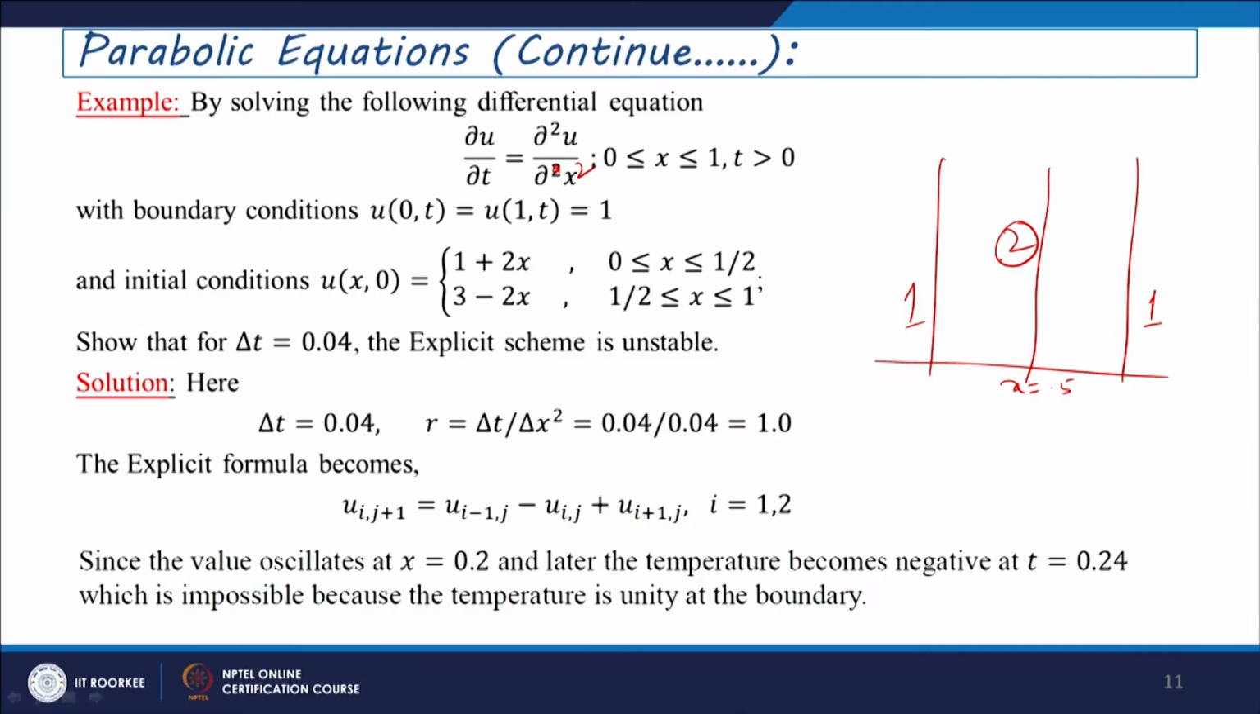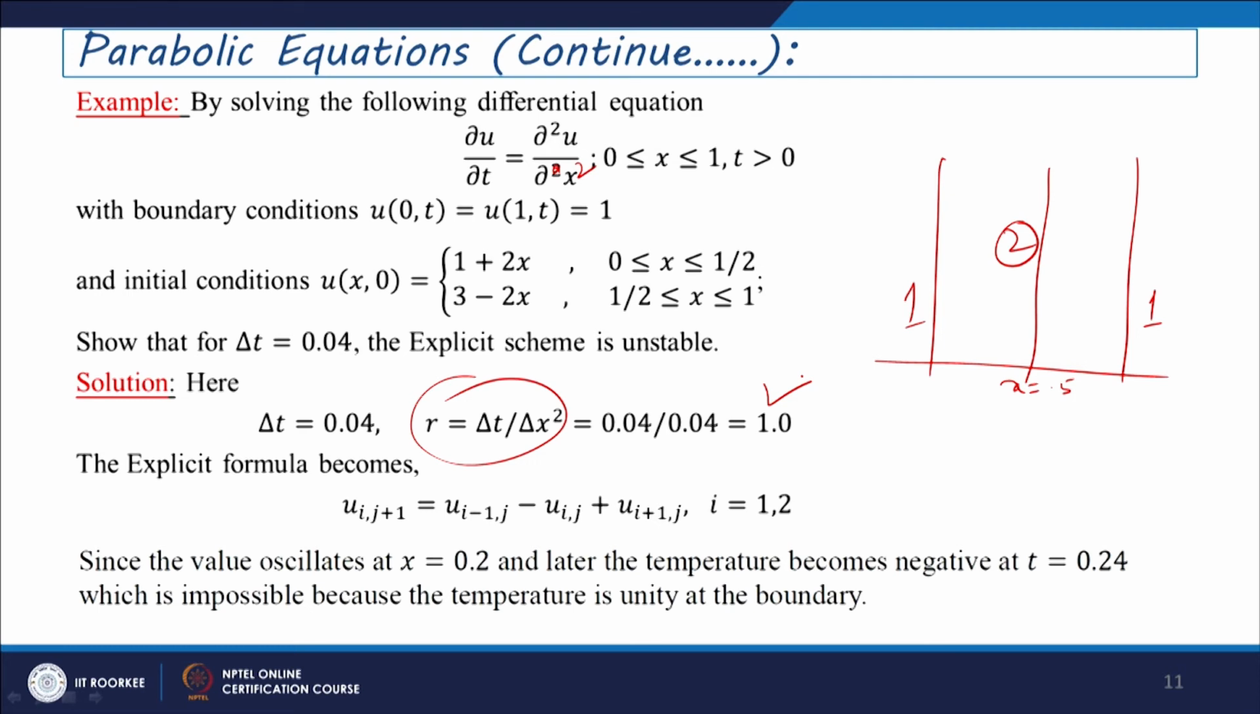So, we can show whether the explicit scheme will provide a feasible solution or not. If you consider Δt = 0.04, then we obtain r = Δt/Δx², which is 0.04/0.04 = 1.0 here. The explicit formula for this scheme can be written as u(i,j+1) = u(i-1,j) - u(i,j) + u(i+1,j), where i varies from 1 to 2.